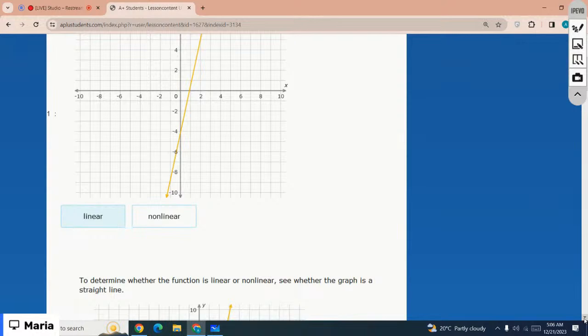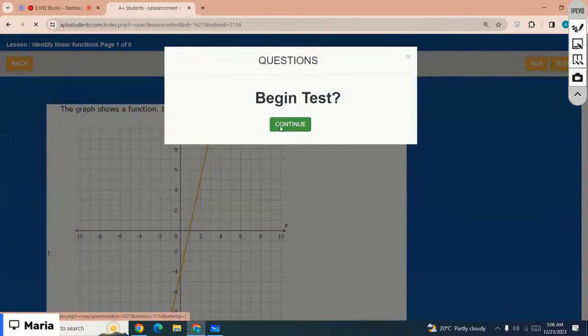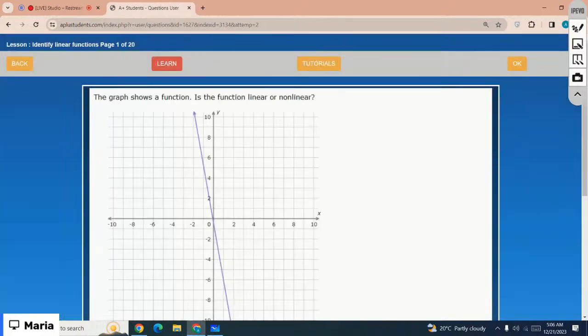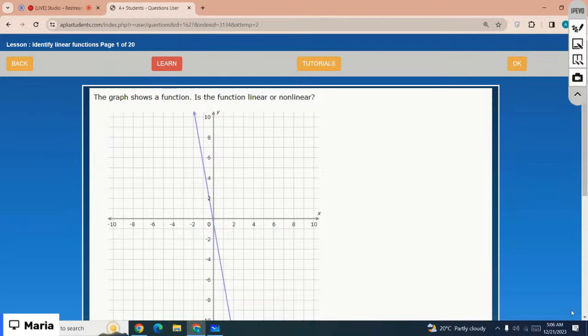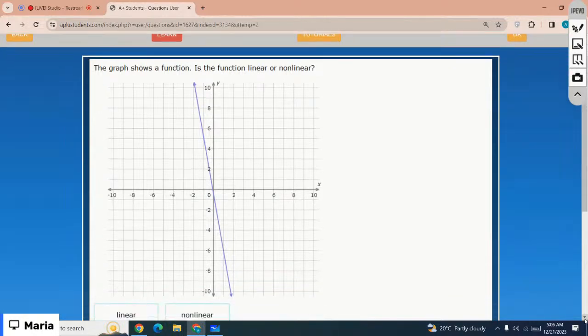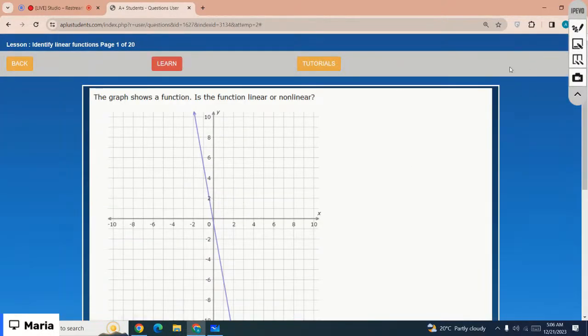Let's start with the test questions. If you are given a graph, you have to identify whether the graph is a straight line. That would be a linear function. The graph shows a function. Is the function linear or non-linear? Which is the correct option? Just look at the graph. The graph is a straight line, so that would be a linear function, because the graph is a straight line.